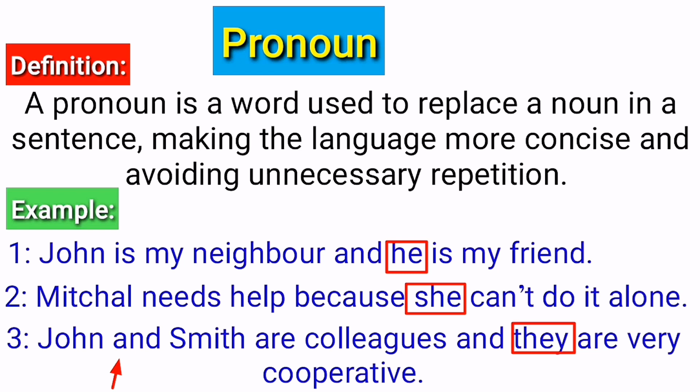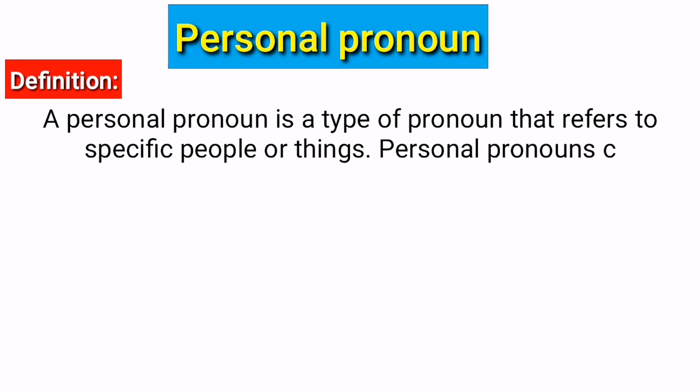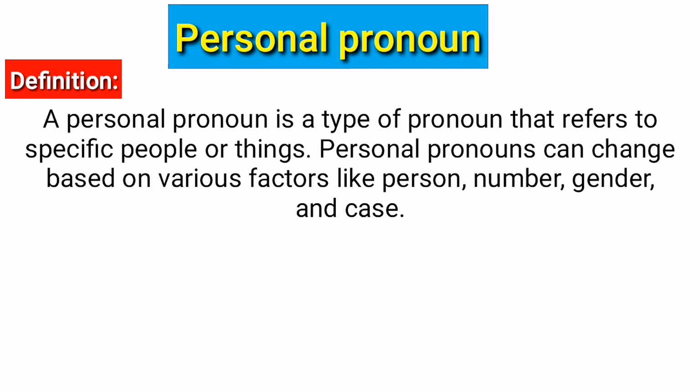As you have understood the pronoun but you have not learnt its kinds, so let's move and also learn it one by one. Personal pronoun. A personal pronoun is a type of pronoun that refers to specific people or things. Personal pronouns can change based on various factors like person, number, gender, and case. They are used to replace the names of individuals or objects to avoid repetition and make sentences more concise.